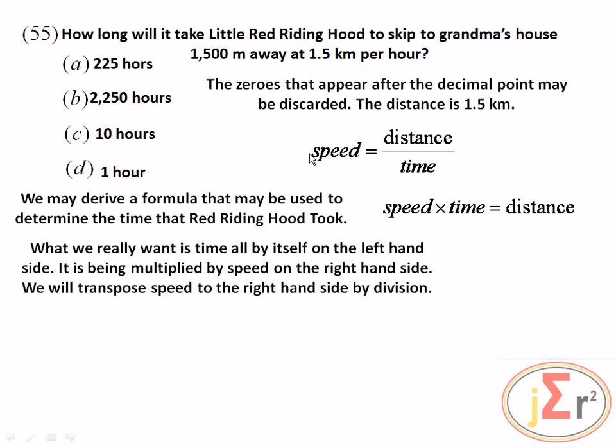To get time to the left, we multiplied speed by time. So the opposite of division is multiplication, so we multiply by time on the left hand side. Speed multiplied by time is equal to distance. Now we need time all by itself on the left hand side. So we need to get rid of speed. If we are multiplying by speed on this side, what do we do on the other side? We are dividing by speed on the other side. So time is equal to distance over speed.